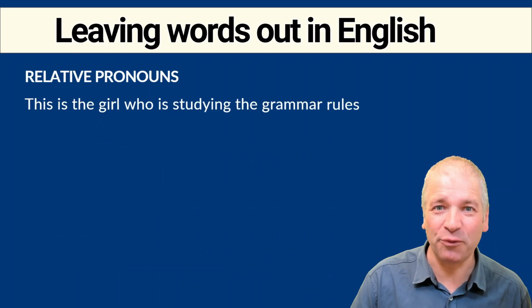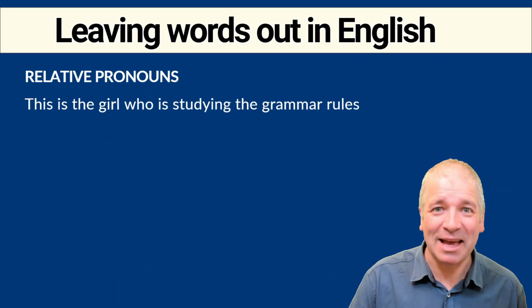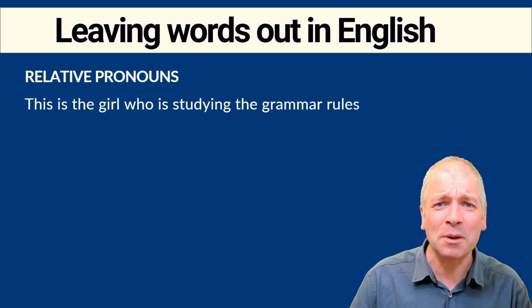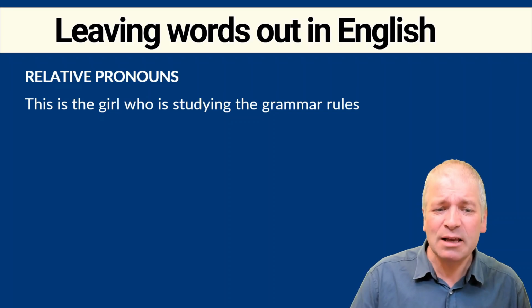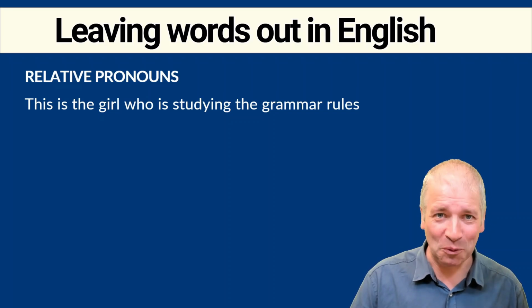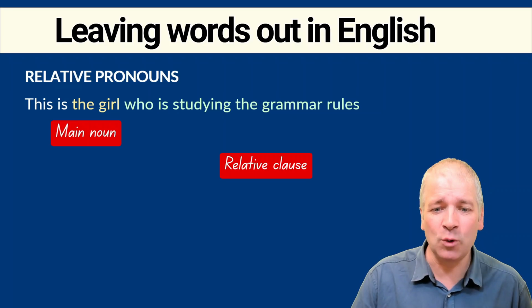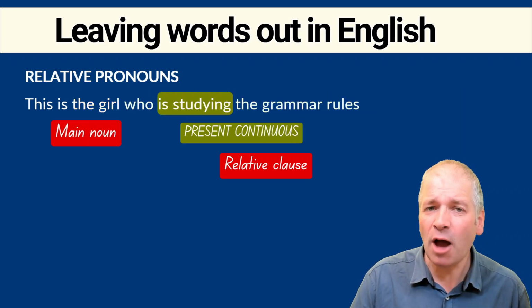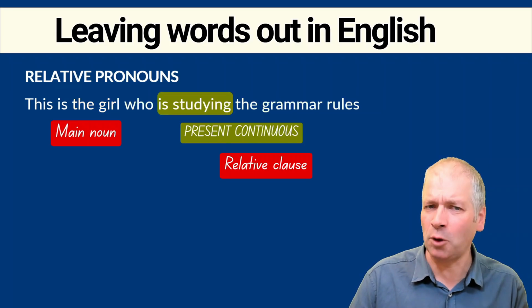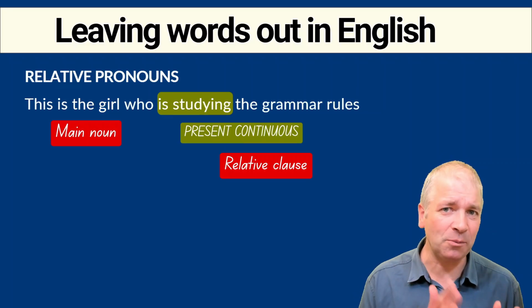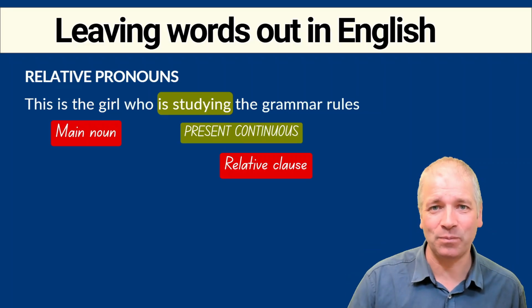Let's go on to rule number 4. Let's take this sentence here. What do you notice is different about this one? This is the girl who is studying the grammar rules. Again, main noun is the girl, and then a relative clause afterwards, who is studying the grammar rules. And this time we have the present continuous form, not the present simple. We have the verb to be followed by an ing form.